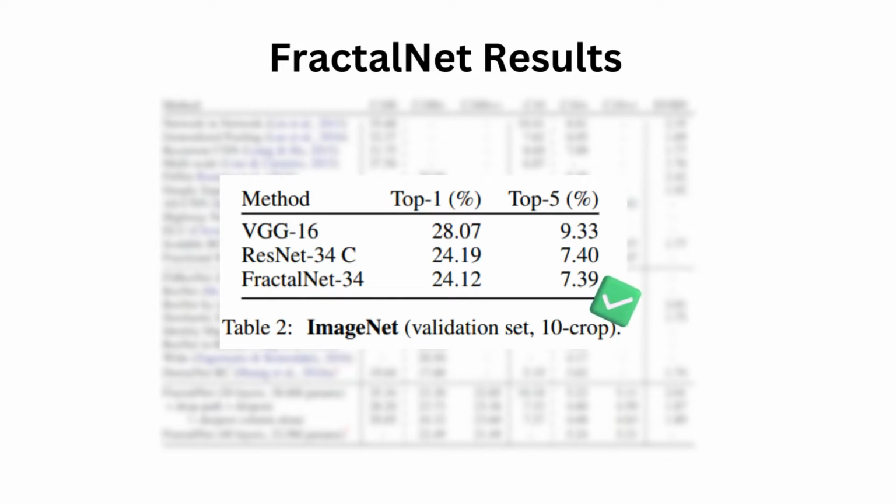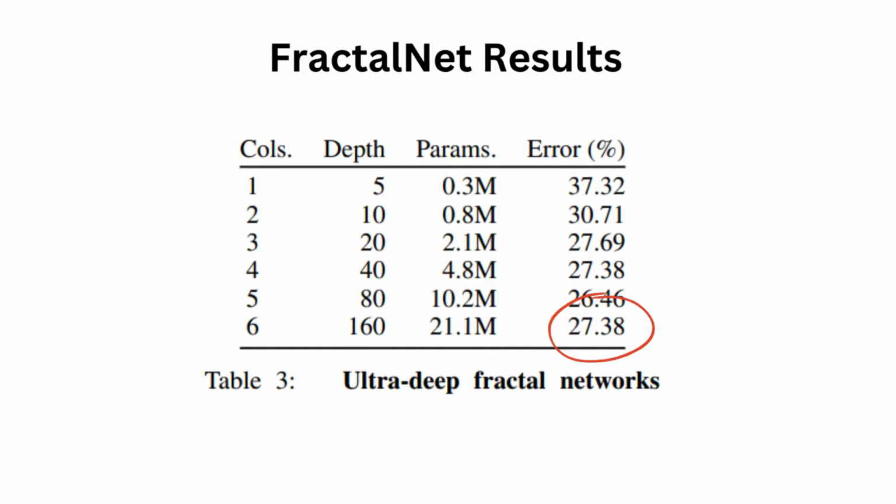This is aligned with the hypothesis that it wasn't the residual nature of the network that was helping, but instead the training of subpaths of different lengths. Fractal networks could furthermore be trained to a larger depth of 160 layers. This means 6 different subpaths per fractal block, however with diminishing returns as the network was overfitting a bit.